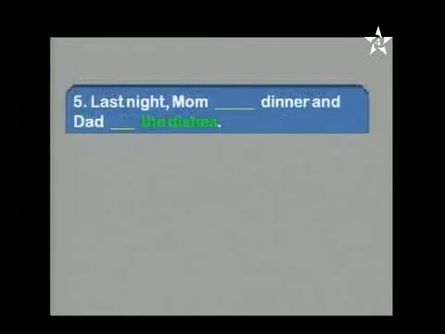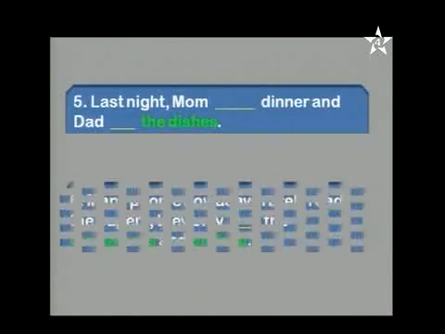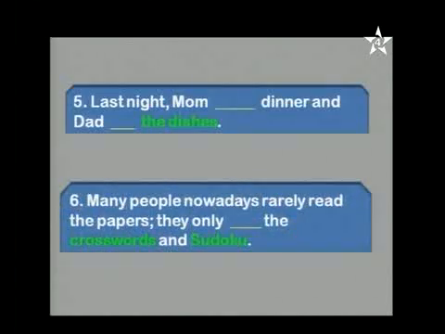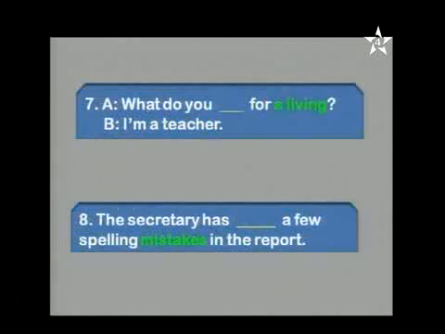Good. Number 5, last night, Mom did or made dinner, and Dad did or made the dishes. Number 6, many people nowadays rarely read the papers. They only do or make the crossword and Sudoku. So, number 5, good, made dinner, did the dishes. So last night Mom made the dinner and Dad did the dishes. Number 6, many people nowadays rarely read the newspapers or the papers. They only do the crosswords and the Sudoku.